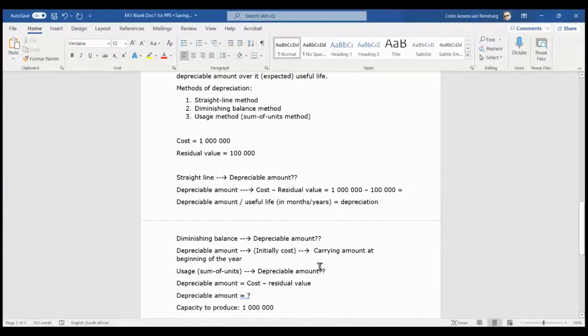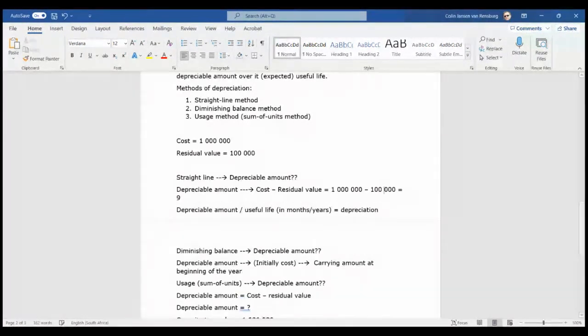Let me just go and look at all those answers there. So you're all saying 900,000, 900,000. Thank you. So I don't need to go and calculate it. Thank you very much. You are all spot on, obviously, as usual. So our depreciable amount is going to be 900,000 rands. Right.